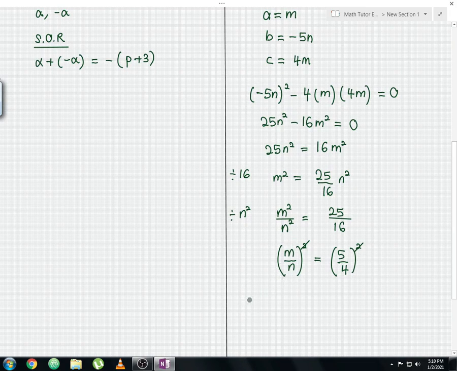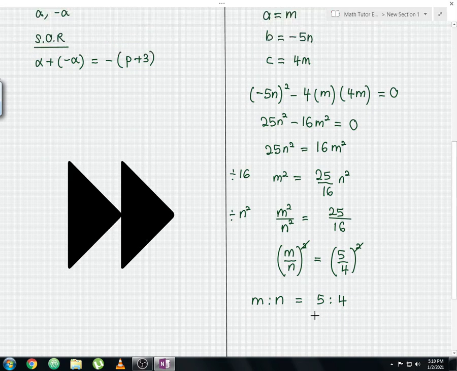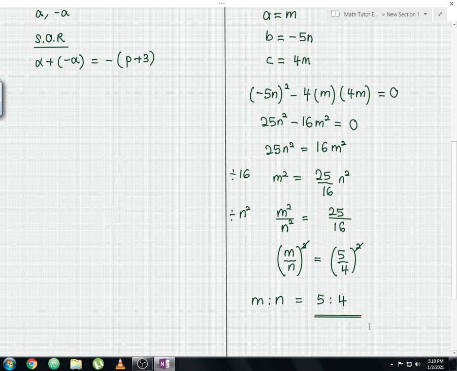So you can write this in terms of ratio, where m is to n will be equal to 5 is to 4. So this will be your final answer. Let me underline the solution. So that is all for the step-by-step working and solution for this question. I hope you understand the full working that I've shown to you.